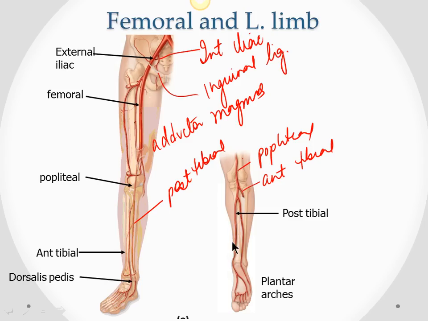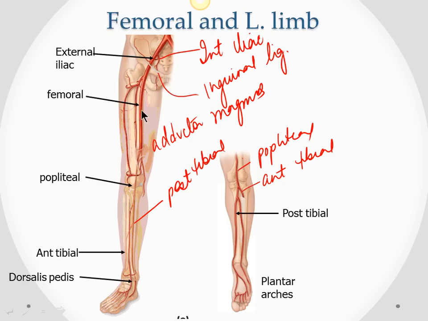And then notice how the posterior tibial goes into the sole. It divides into two branches and they form a plantar arch. So again, can you see an anastomosis? And similarly, this anterior tibial, it passes into the ankle. And beyond the two malleoli, the medial and lateral malleolus of the tibia and fibula, it changes its name and becomes dorsalis pedis. Pedis means foot, dorsalis means dorsum of the foot. So on the dorsum of the foot, the artery that you see is dorsalis pedis.